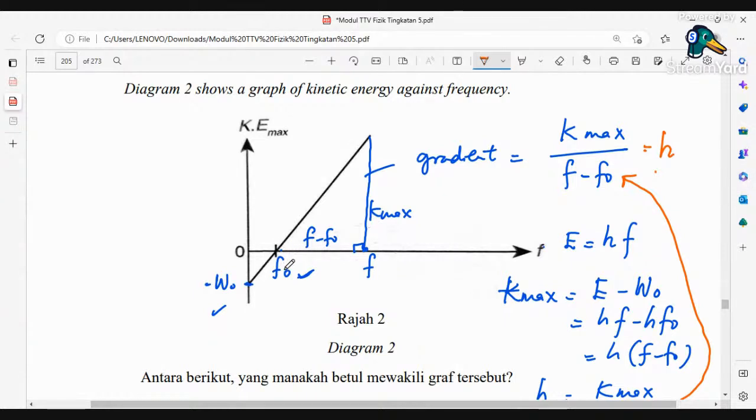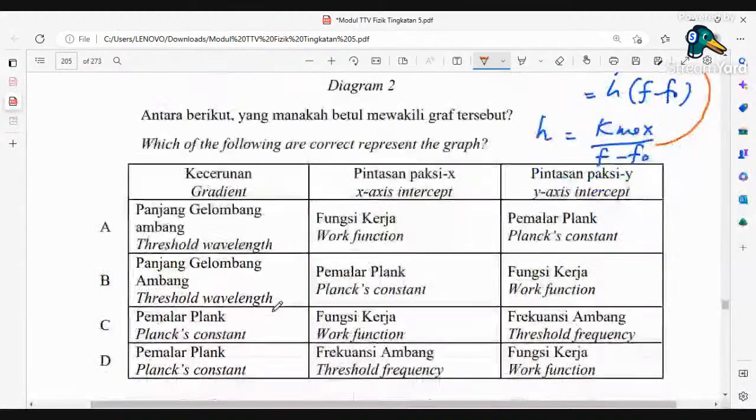Gradient equals to Planck constant. Intercept at x-axis is threshold frequency. Intercept at y-axis is work function. So the gradient will be Planck constant. The x-intercept will be threshold frequency. The rest are all wrong. And then the y-intercept is work function. So from here we get D is the answer. Okay, to understand this graph.